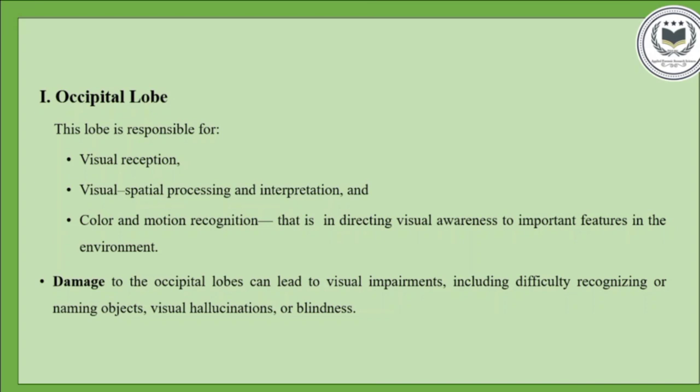Any damage to the occipital lobe can lead to visual impairments, including difficulty in recognizing or naming objects, visual hallucination, or blindness.